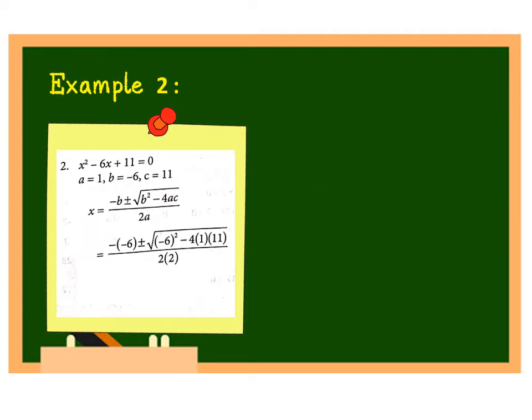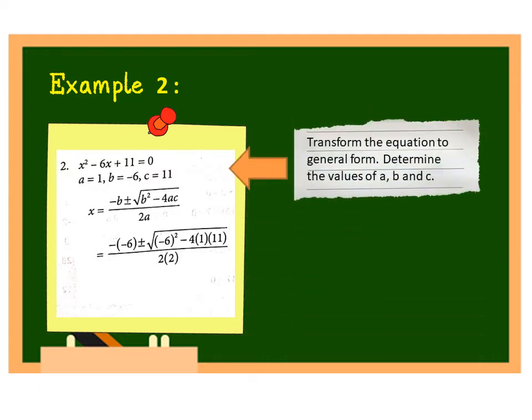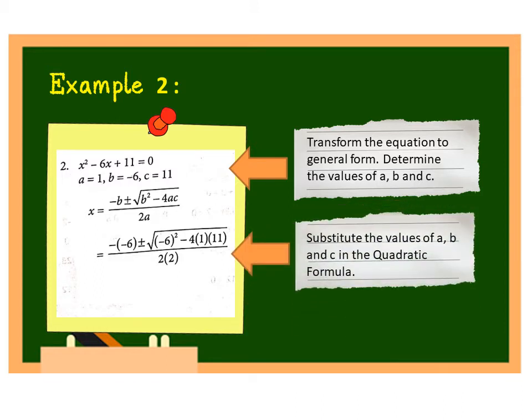Example number 2. x² - 6x + 11 = 0. Transform the equation to general form. Determine the values of a, b, and c. Substitute the values of a, b, and c in the quadratic formula. And you will get the answer of x = (6 ± √-8) / 2.